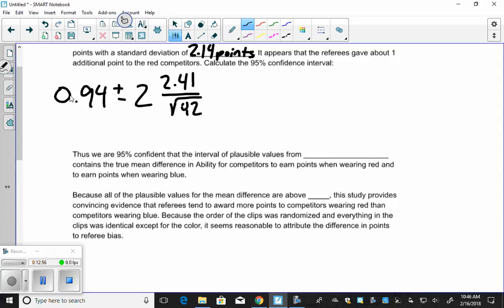So using your calculator, calculate your confidence interval. The standard deviation was given. So in calculating, you put 0.94 plus or minus 2.14 divided by the square root of 42.